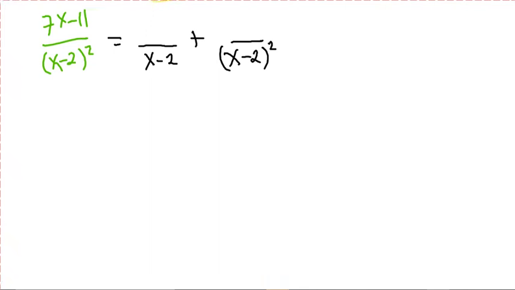Next, we put the terms in our numerator. What we base on is the degree of x. The degree of x in the first is 1, so what we put on top is A. Next, the degree of x here is also 1, so what we put on top is still just one term. That is A over x minus 2 plus B over x minus 2 squared.